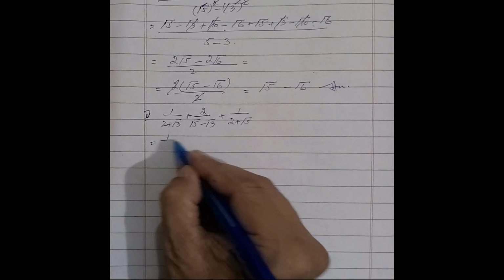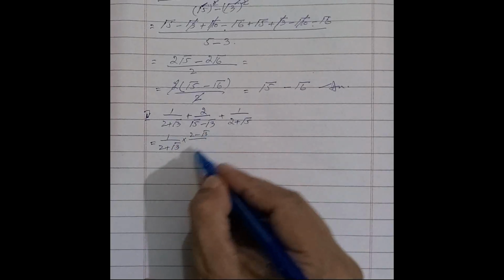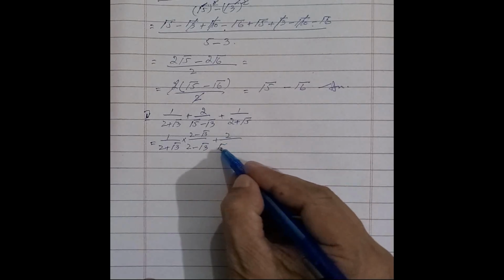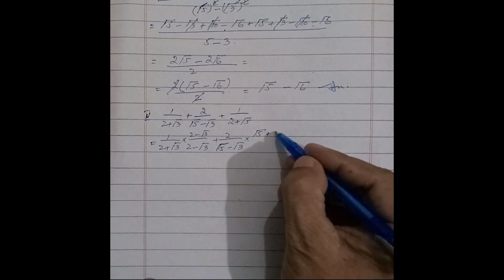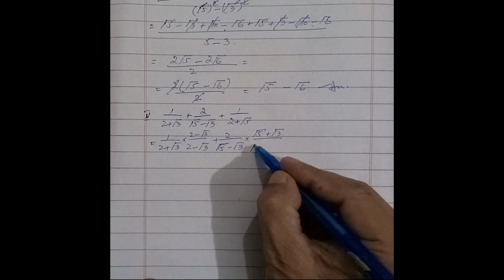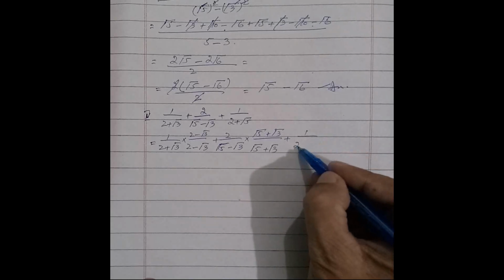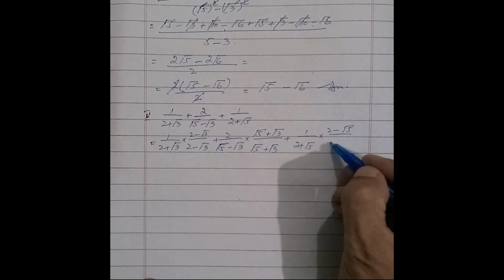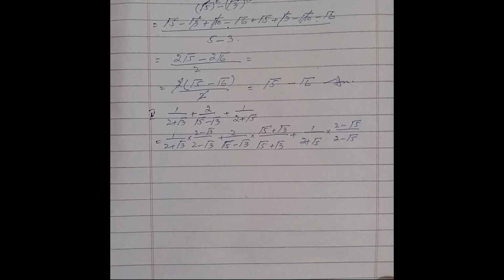We have 1 over 2 plus square root 3 multiplied by 2 minus square root 3 over 2 minus square root 3, plus 2 over square root 5 minus square root 3 multiplied by square root 5 plus square root 3 over square root 5 plus square root 3. And the next is 1 over 2 plus square root 5 multiplied by 2 minus square root 5 over 2 minus square root 5. Now we simplify these values and then compile the whole answer.